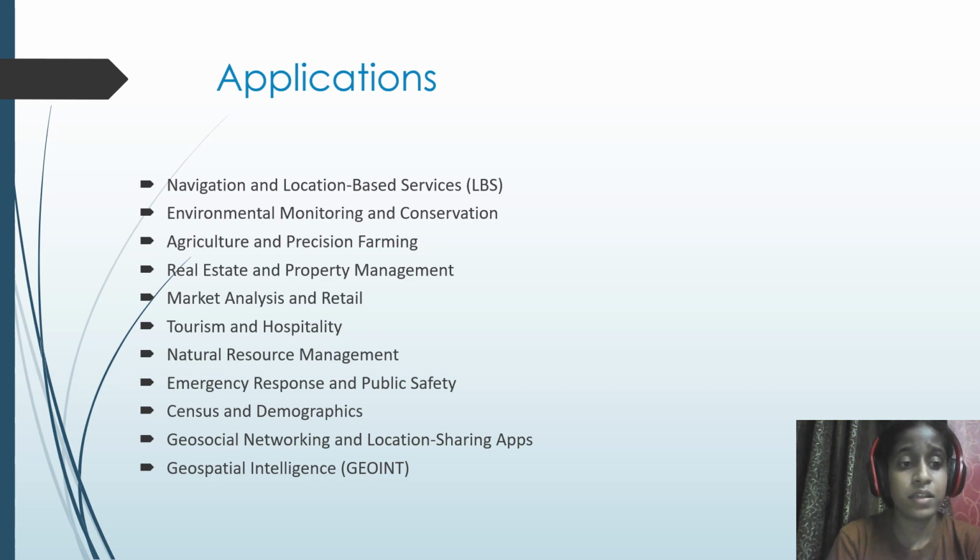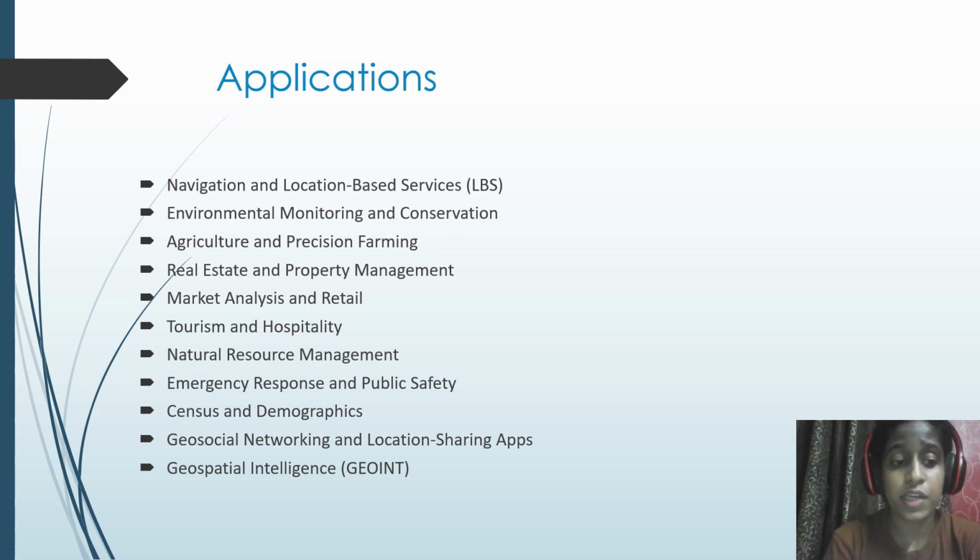Next, there are various applications of GIR system. It is used in various industries and fields. First, it is used in navigation and location-based services. It offers things like finding nearby places, gas stations, for example. These are the examples of navigation and location-based services. Secondly, it is used for environmental monitoring and conservation. It is used for monitoring natural resources, tracking deforestation, and managing wildlife habitats. It is also used in agriculture and precision farming.